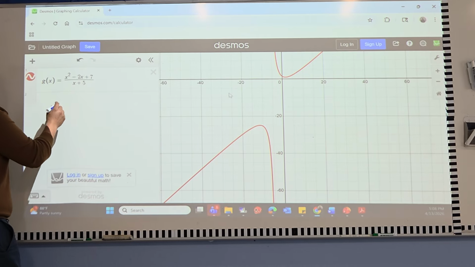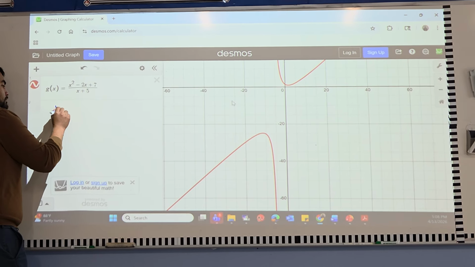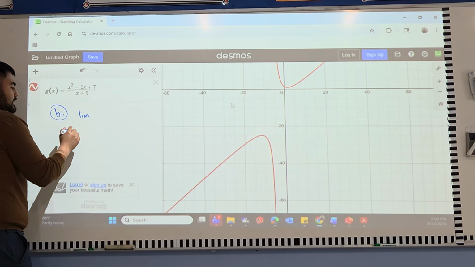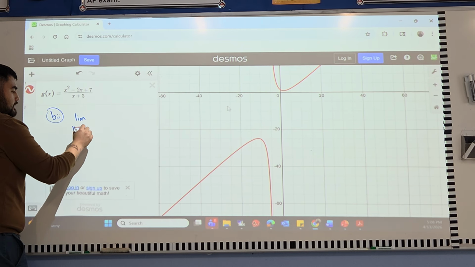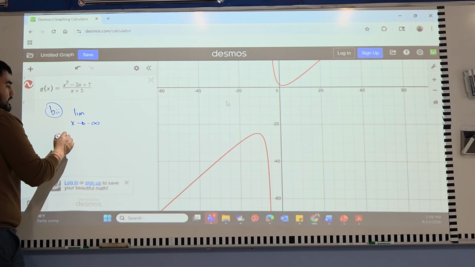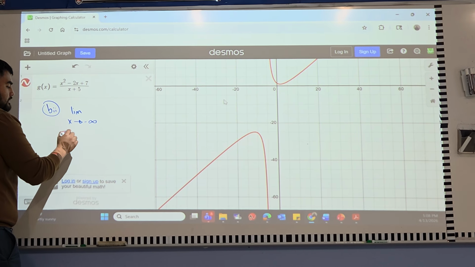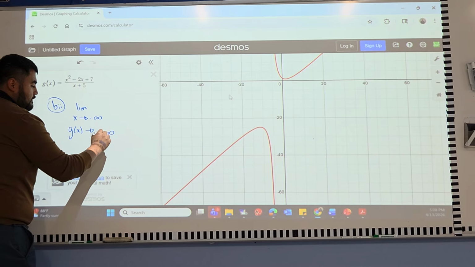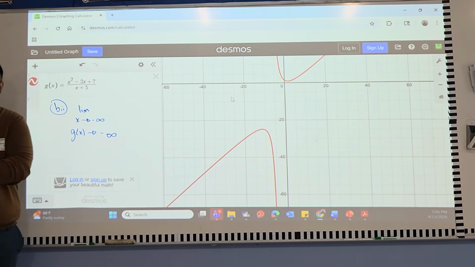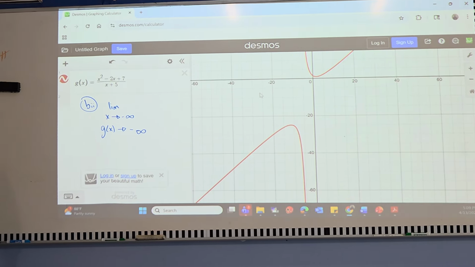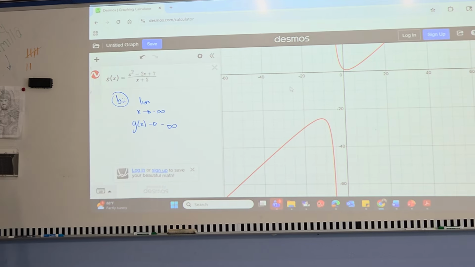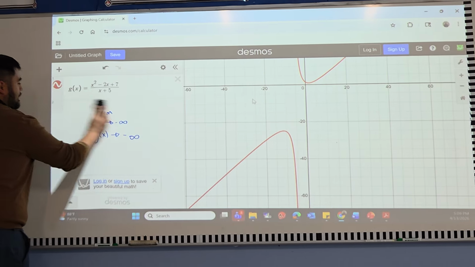So here it is. For B2, I was going to do limit notation, x approaches negative infinity. And then because this is g of x, this is also going to go to negative infinity. Ta-da. Right? Yay or nay? How am I doing? Good?